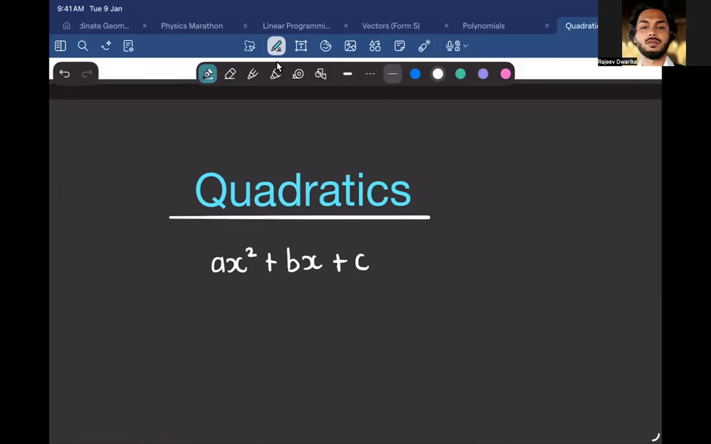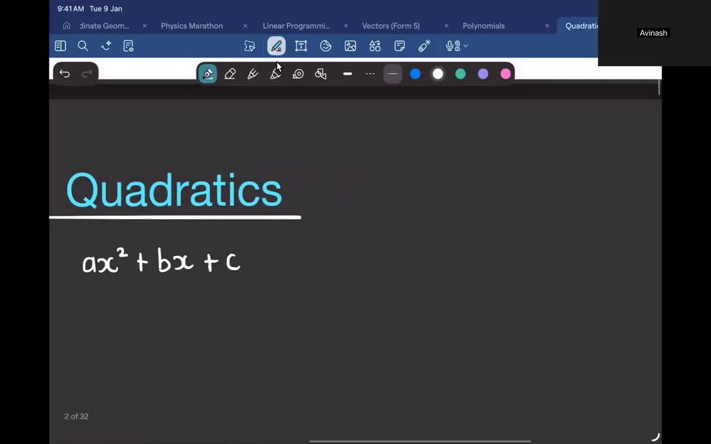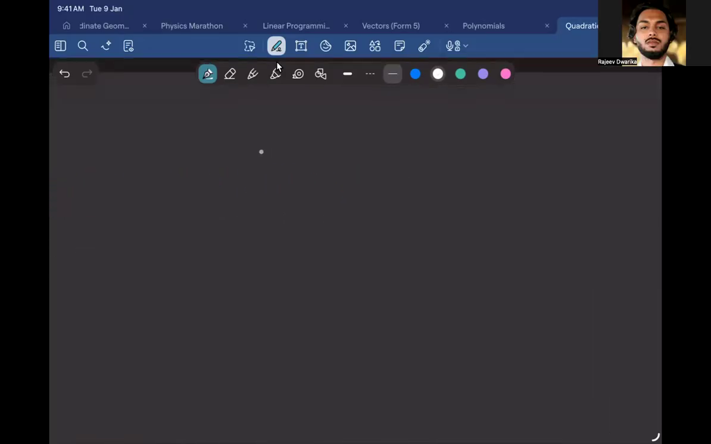Yes, sir. Avinash, do you understand? Yes, sir. You sure? Yes, sir. Okay, so I have a question. Tell me which one out of these functions is a quadratic.